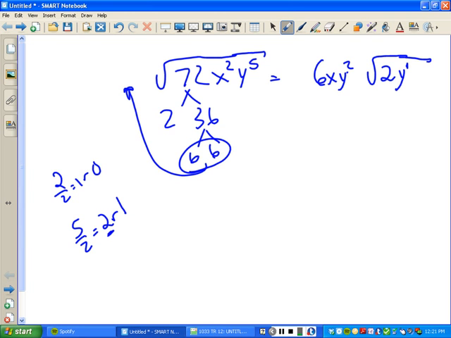Okay. The biggest thing I see there is I see people who get those confused. And they'll do 6x. They'll put the y out here and then put the y squared on the inside. Yeah, you can't do that. All right. That's the answer to your first question.